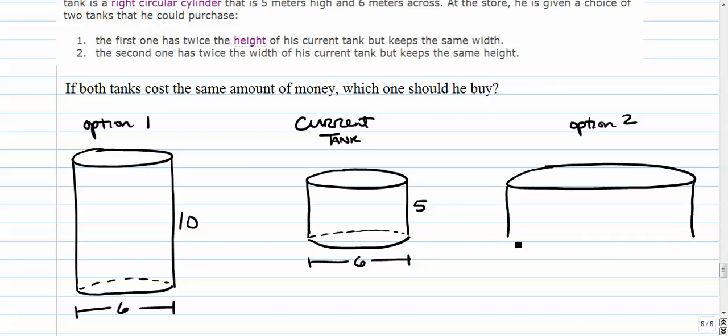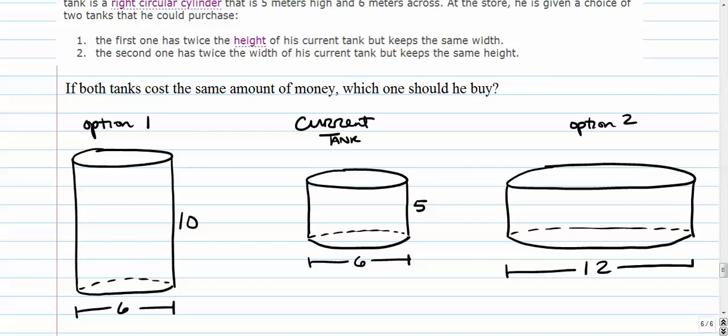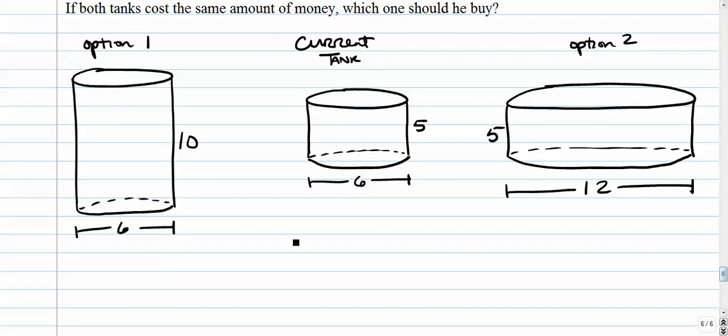And the question is, if both of the new options cost the same exact amount of money, which one should he buy? Alright, so that's the question here. This is really a question of value, money over volume, essentially. So how much money are you spending and how much volume are you getting in return for that money? So what I'm going to do here is just compare volumes. The money doesn't matter because it stays the same.